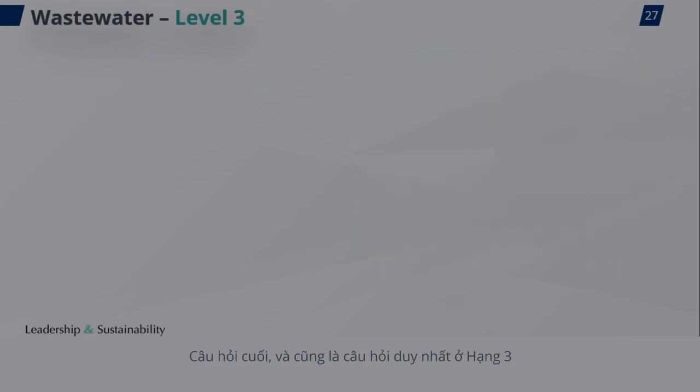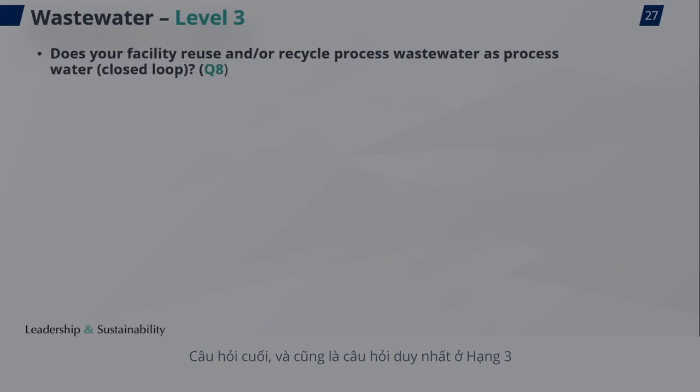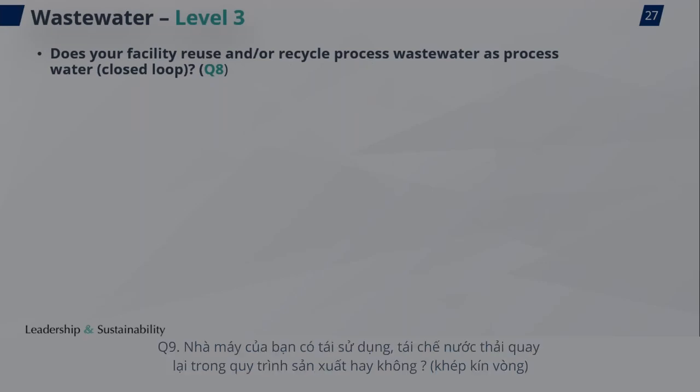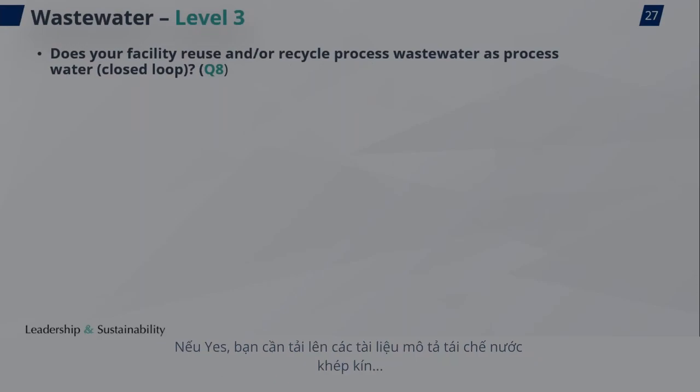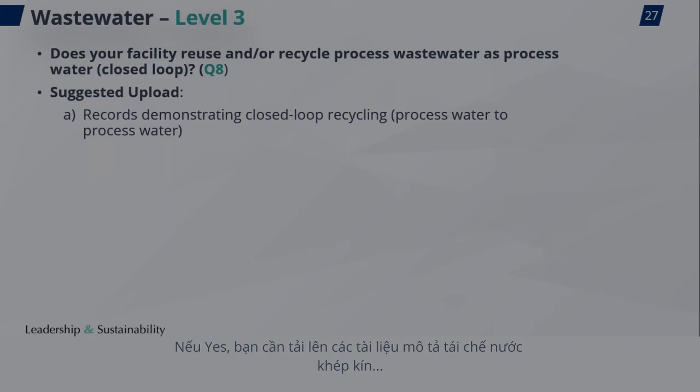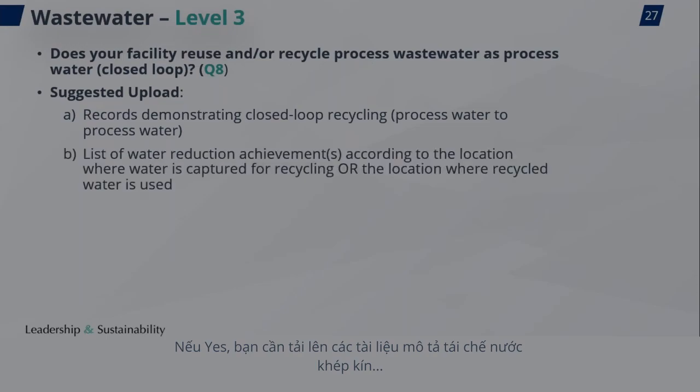All right, and now we have come to the final question, and this is the only question at level 3, question 8. Does your facility reuse and/or recycle process wastewater as process water? Do you have a closed loop system? And here you need to upload the documentation, etc., and explain how your recycling process is organized and structured.